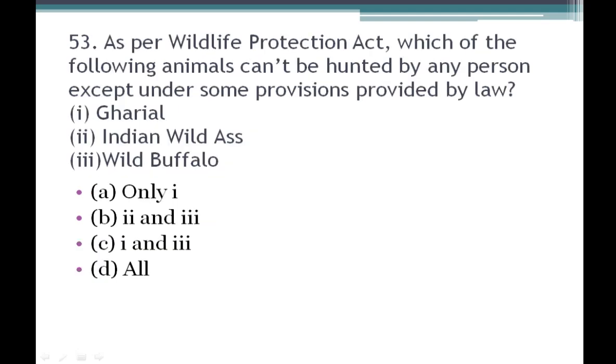Question number 53. As per Wildlife Protection Act, which of the following animals can't be hunted by any person except under some provisions provided by law? Number 1, gharial. Number 2, Indian wild ass. Number 3, wild buffalo. The correct answer is option D, that is all of the above.